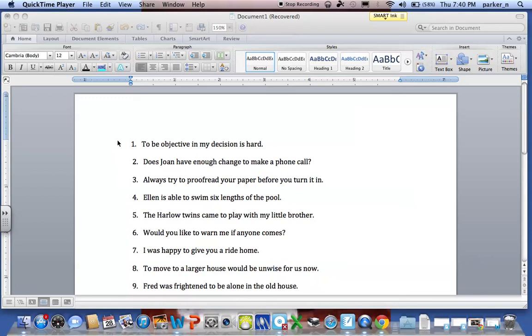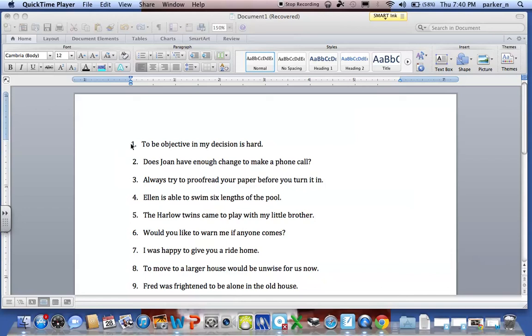This is some additional practice with identifying infinitives. What we're going to do is go through each sentence and identify the infinitive phrase, and then we will identify whether the phrase is acting like a noun, an adjective, or an adverb in the sentence. In sentence number 1, to be objective in my decision is hard.